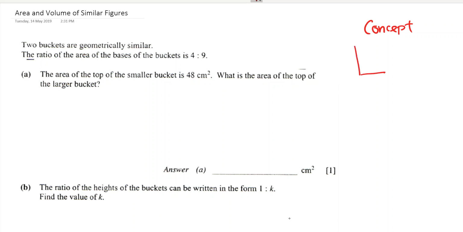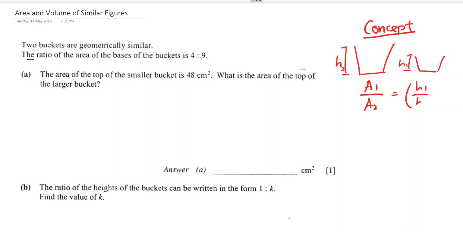In this case we have a bucket. If bucket 1 and bucket 2 are geometrically similar, let's say this is their height, h1 and this is h2. Then A1 over A2 is equal to (h1 over h2) squared, and the volume V1 over V2 is equal to (h1 over h2) cubed. Now again, this concept is very simple.